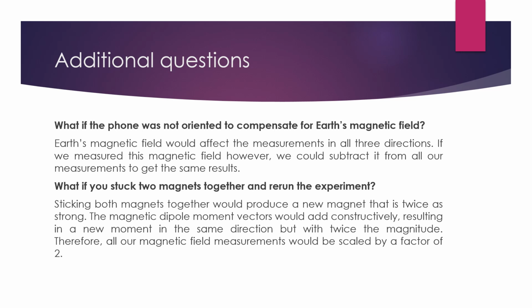The second question is: what if you stuck 2 magnets together and reran the experiment? The 2 magnets would produce a new magnet that is twice as strong, because their magnetic dipole moments would align, making a new dipole moment that is twice as strong. Therefore, every measurement would be scaled by a factor of 2.